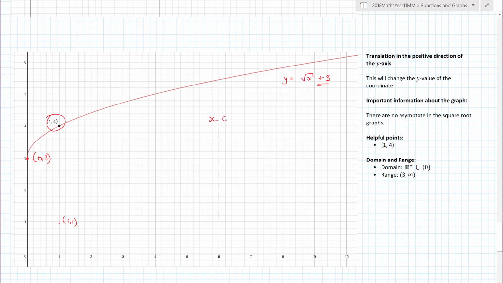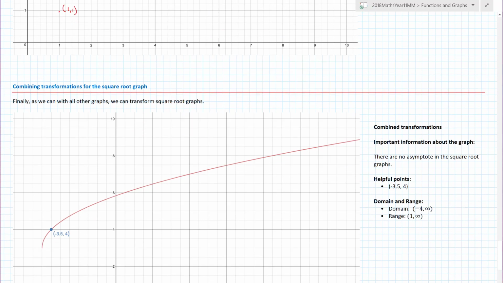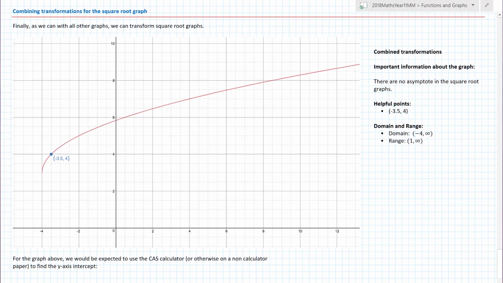My domain is actually 0 to infinity. I haven't moved it horizontally, so there's no reason for my base graph to have changed. And my function of x, otherwise known as my range, becomes 3 to infinity. So those are the basics. But obviously, in an exam, you're going to want to be combining transformations for that square root graph.